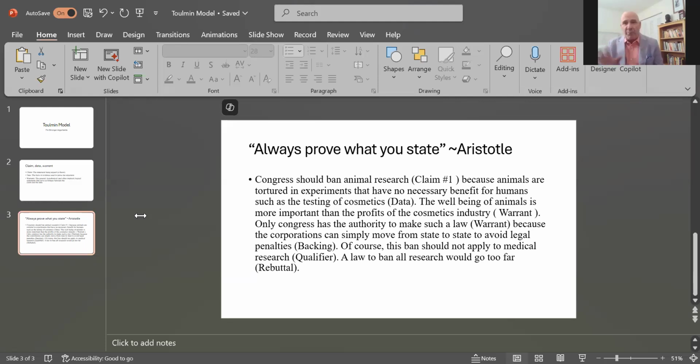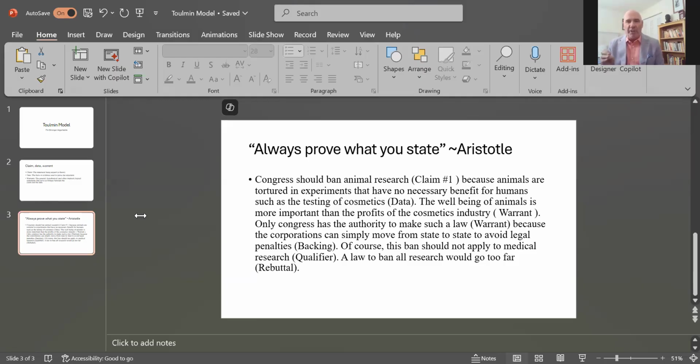But again, this is one of the elements of the Toulmin model that you don't have to use. I just want you guys to focus on the claim, the data, and the warrant or warrants, okay? A law to ban all research would go too far because this ban should not apply to medical research. That's a qualifier. The ban should not apply to medical research. Again, you don't have to do this, but it might be super helpful for your argument.